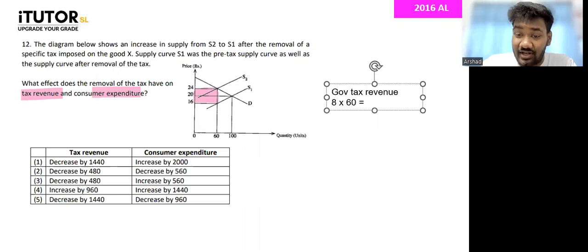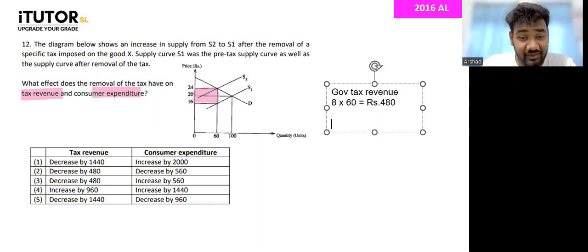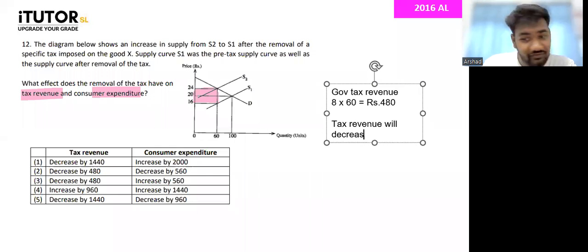So now can you tell me, guys, if you remove this tax, what will happen? What will happen to government tax revenue? They have removed the tax, so tax revenue is going to be 0. That means tax revenue will decrease by 480. Do you agree with me there? If they remove the tax, then tax revenue is decreasing by 480.